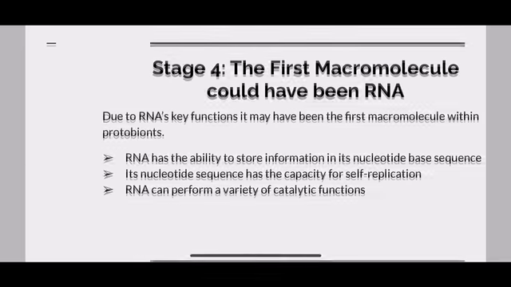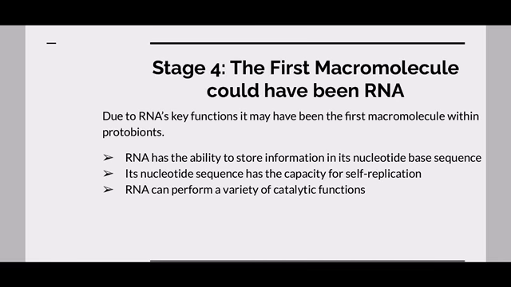Next, we have stage 4. Stage 4 is when we finally discuss that RNA could have been the first micromolecule. It is key and it has many functions that at the beginning could have performed all the other functions of DNA and protein. Let's get into that right now. RNA has the ability to store information just as DNA does. Its nucleotide sequence has the capability of self-replication, and RNA can perform a variety of catalytic functions, which, as we know, are produced right now by proteins.